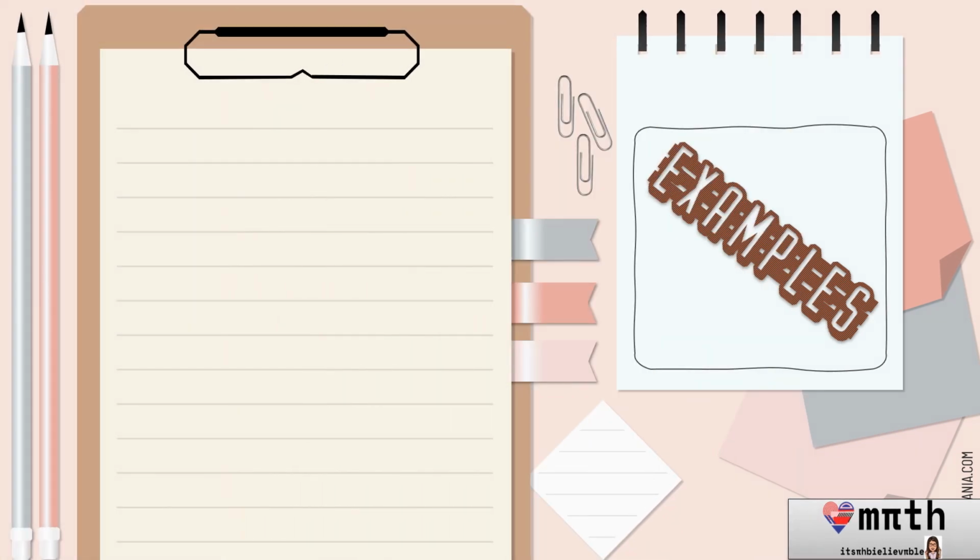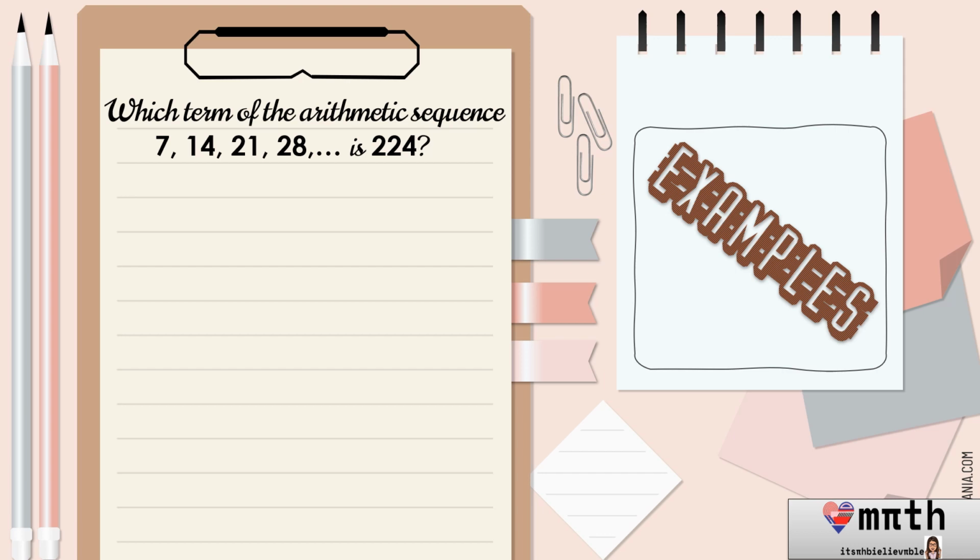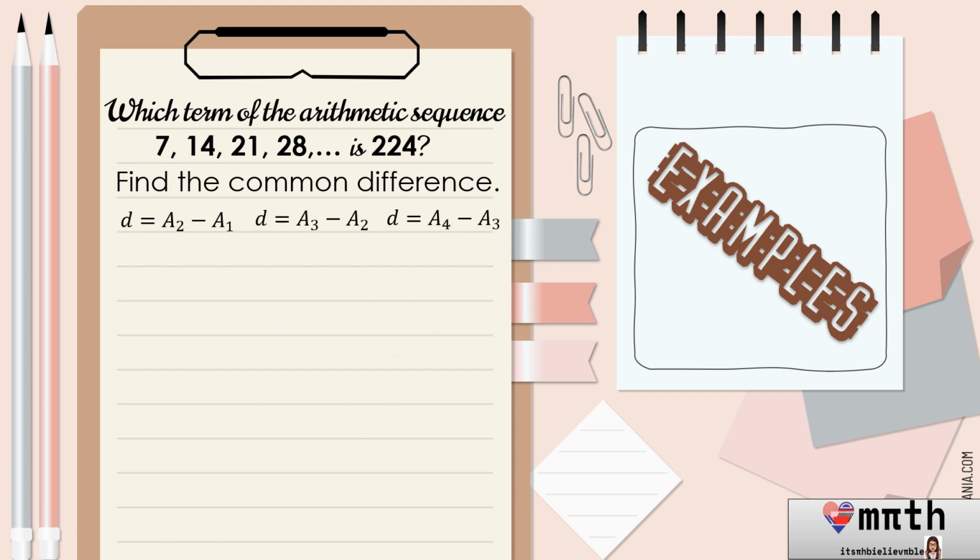Since we already know how to get the value of a certain term, let us try this example. Which term of the arithmetic sequence 7, 14, 21, and 28 is 224? So, from here, we're looking for what number of term is 224. Is it the 23rd term, 24th term? So, we're looking for the value. So, the first thing that we should do is we need to find the common difference.